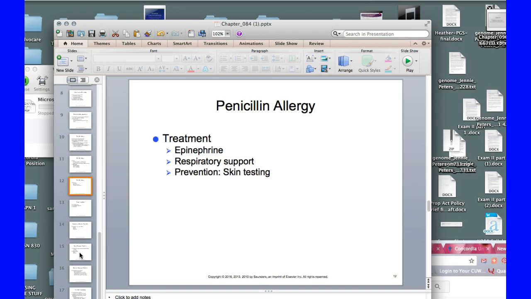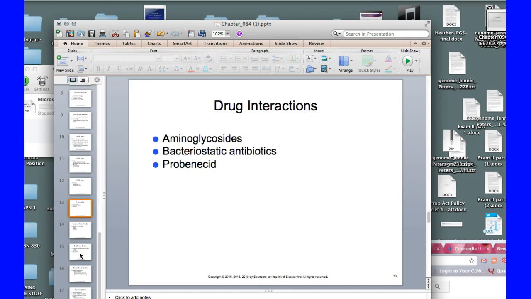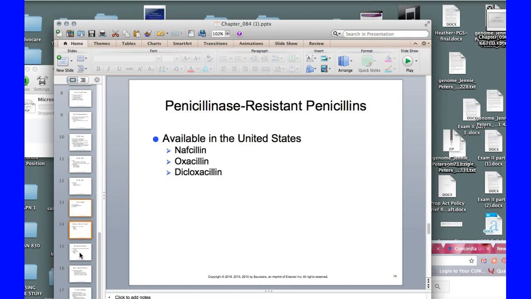And again, you want to get some skin testing, and that's when you would check to see if they have that true allergy. There are some drug interactions: aminoglycosides, which is another type of antibiotic, and bacteriostatic antibiotics. So basically, mixing antibiotics can sometimes cause an interaction, and probenecid, that's for gout. Remember that? All right, so penicillinase-resistant penicillins.